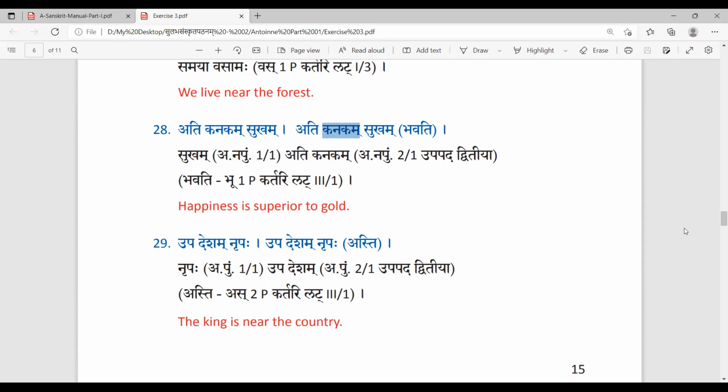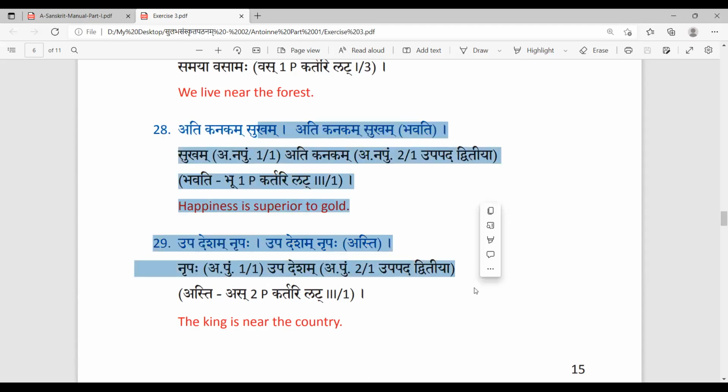Okay, I will send you this document if it is useful to you. Yes, Charanji. If you send it, we'll also follow the same pattern. We mark, generally we do like that only, right? Sukham, we mark what Vibhakti, what Vachanam. Kanakam, what Vibhakti, what Vachanam. Then Ati. That's what we did in translations before.